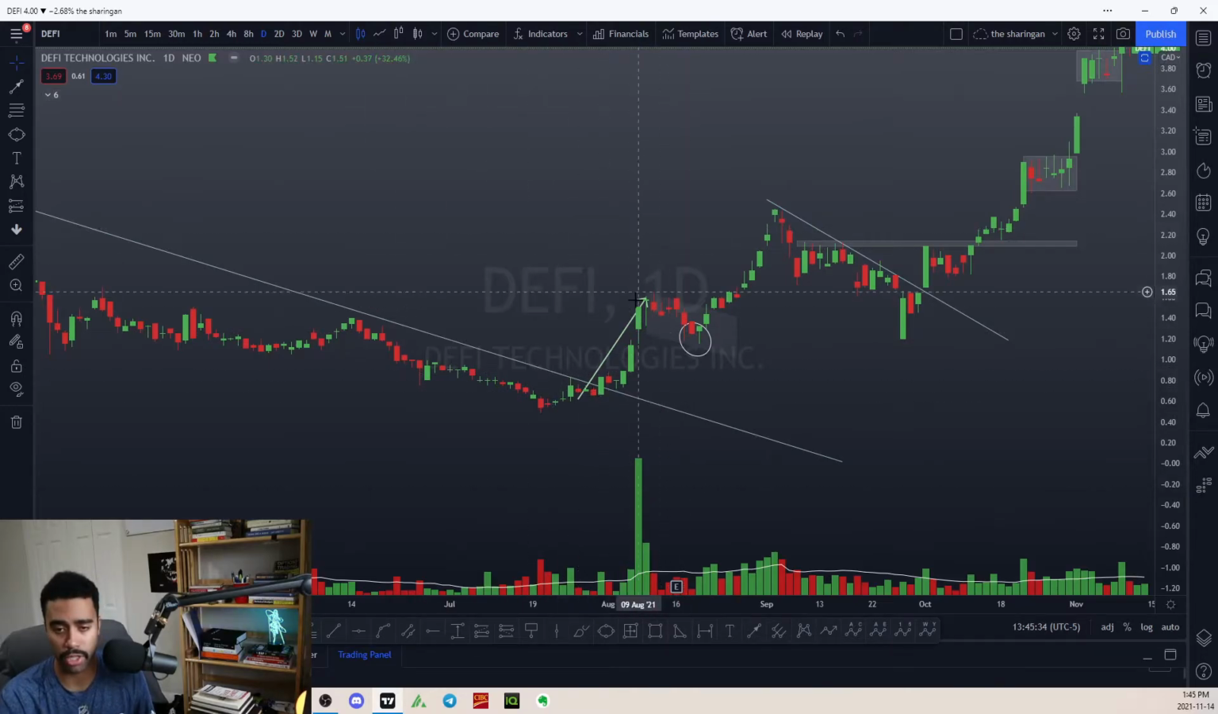So we have this big push up, consolidation sideways. This is where you want to enter, somewhere in here. You don't have to be super picky, but obviously you want to get it at the lowest point of the pullback, and then we get that big push up.